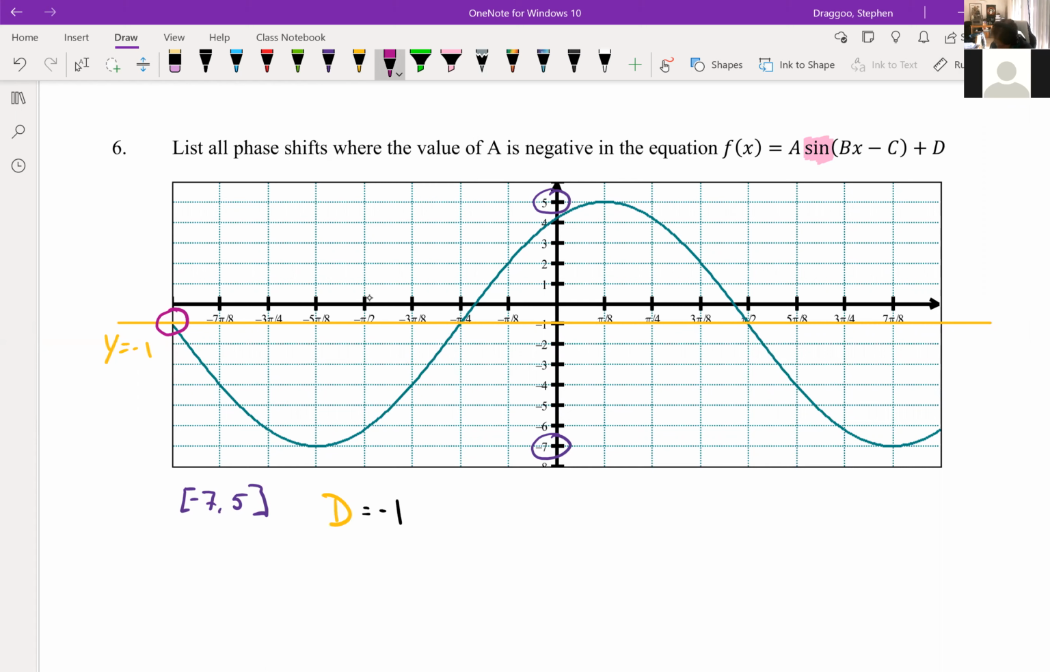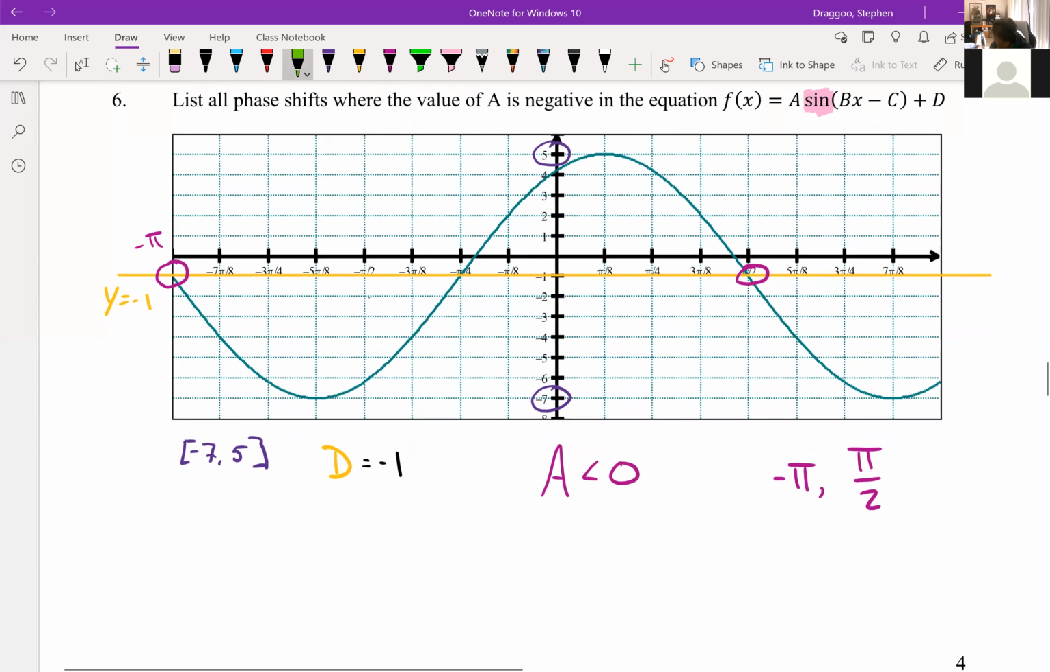So there's one that's right here, and there's one that's right here. So those phase shifts are at negative pi and at positive pi over 2. This guy out here being at negative pi. Right, so I'm looking along the center line for where the graph moves down. And that should give me my phase shifts. This is for A being negative.